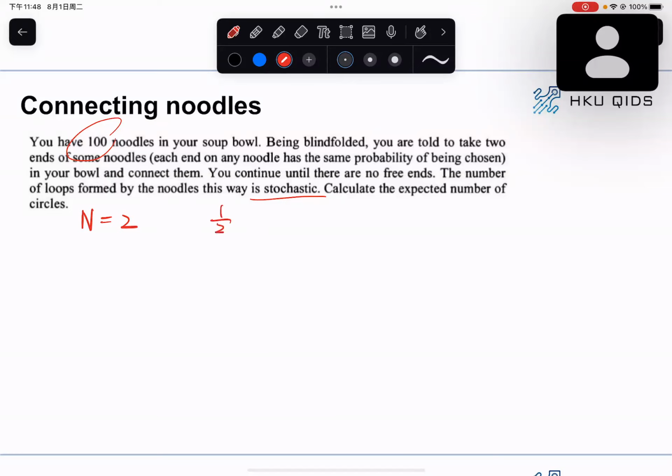Yeah, we have a 1/2 probability to have one circle because we are just connecting the two ends.